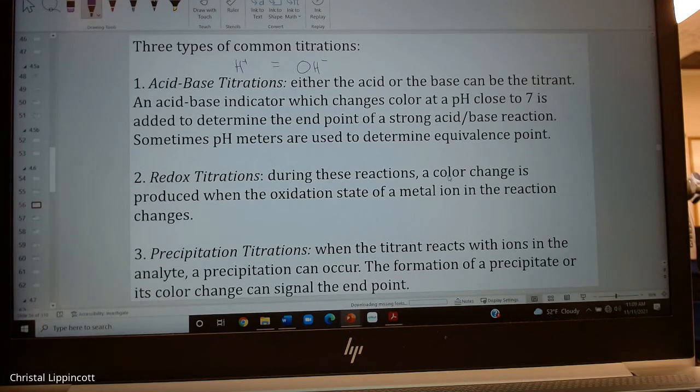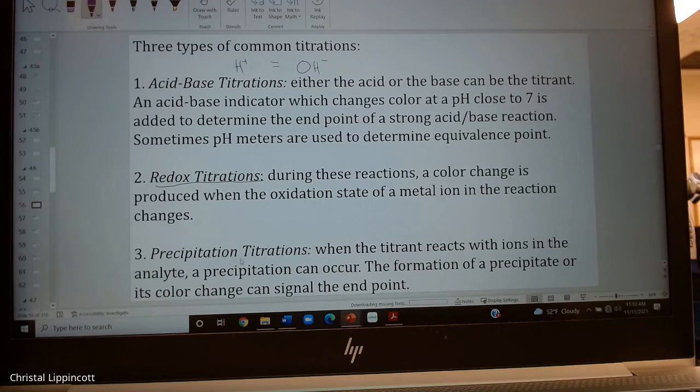Redox titrations, then, you're going to have a color change. And that's what you're looking for with this lab. You're going to be doing what's called a redox titration. And we're going to get into redox in the next day or so. So redox titration, you're looking for a color change, and that's going to tell you when that oxidation state of the metal has changed, and all of it's changed over.